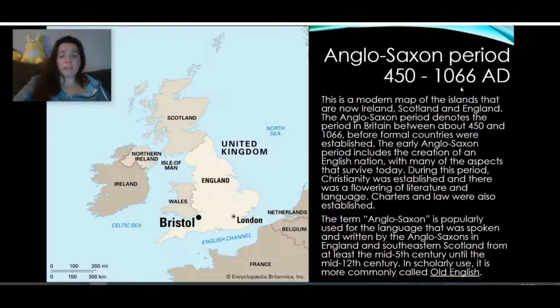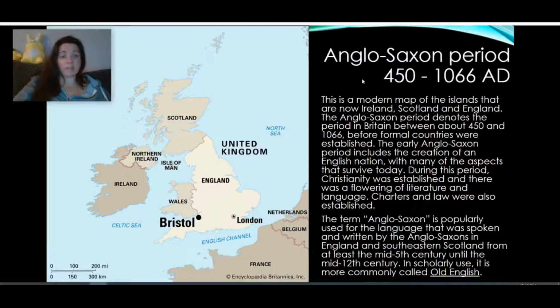The early Anglo-Saxon period includes the creation of the English nation. And actually, one group of the Anglo-Saxons called the Angles is where the name England comes from. It was Angleland, which later became England. So the Anglo-Saxons, Angles and Saxons, were actually two different groups of seafaring folk. And we're going to learn a little bit about the seafaring folk when we're reading the poetry of the Anglo-Saxons.